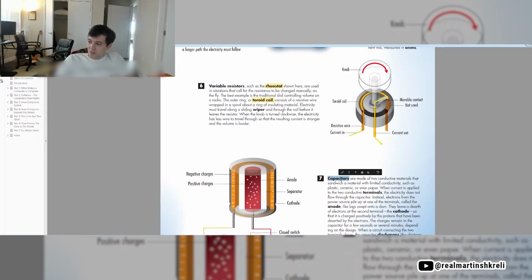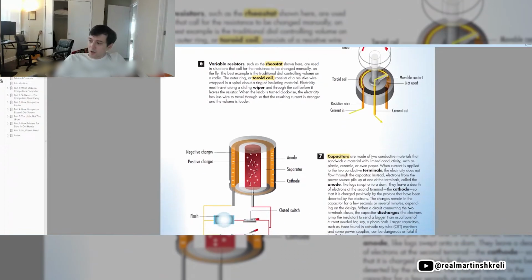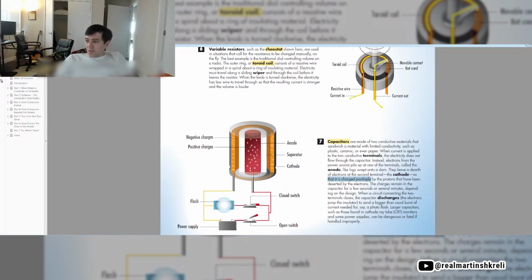Capacitors, oh man, these are old friends of mine, are made of two conductive materials that sandwich a material with limited conductivity, such as plastic, ceramic, or even paper. When current is applied to the two conductive terminals, the electricity does not flow through the capacitor. Instead, electrons from the power source pile up at one end of the terminals, called the anode, like logs swept on a dam. They leave a dearth of electrons on the second terminal, the cathode, so that it is charged positively by the protons that have been deserted by the electrons.